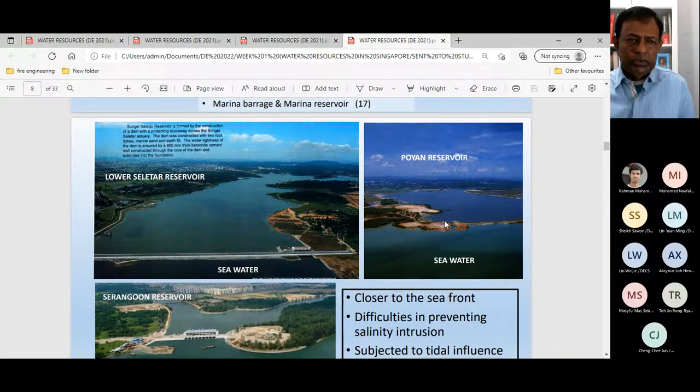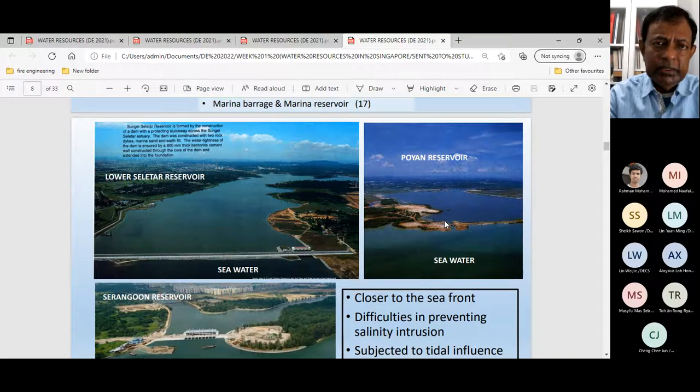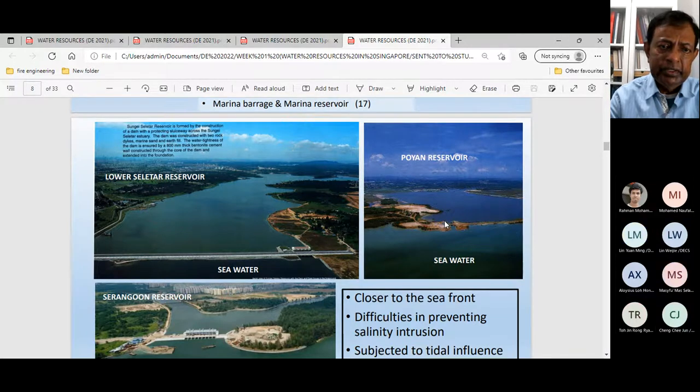So what have we so far learned? One is we have constructed altogether 17 reservoirs, and we have also taken measures to improve and prevent the possibilities of seawater gaining entry into the reservoir. That seepage is known as salinity intrusion, which can be limited by constructing a bentonite slurry cutoff wall.